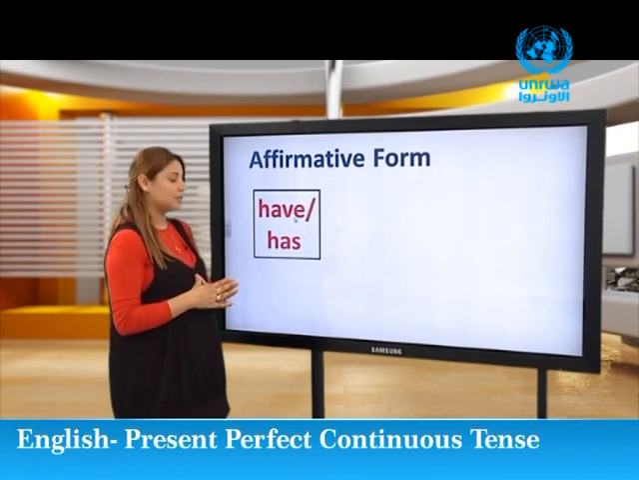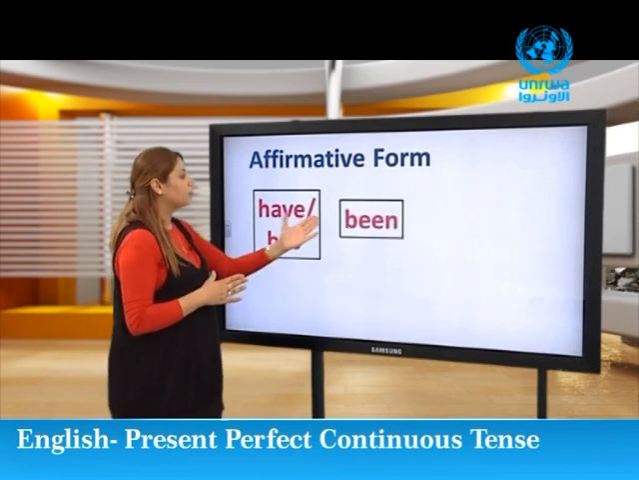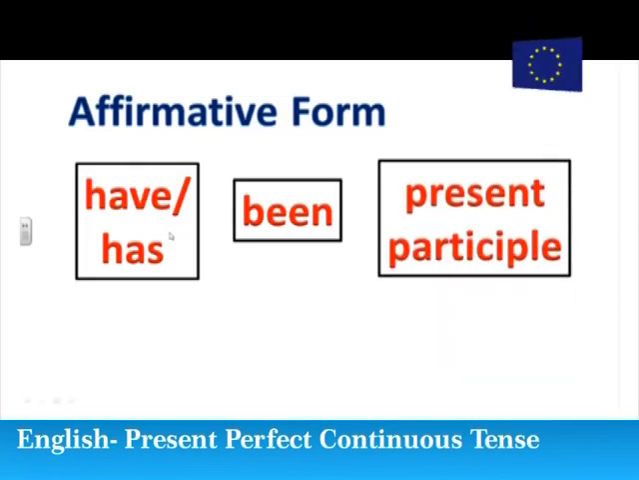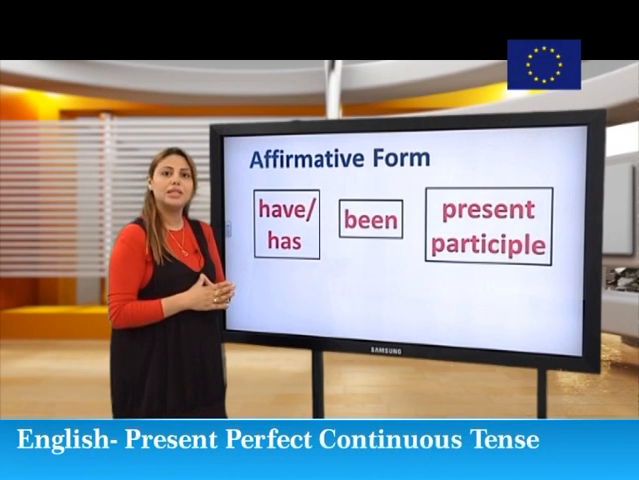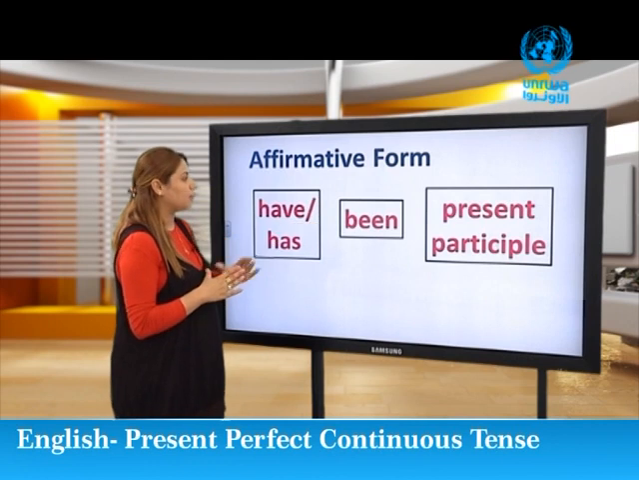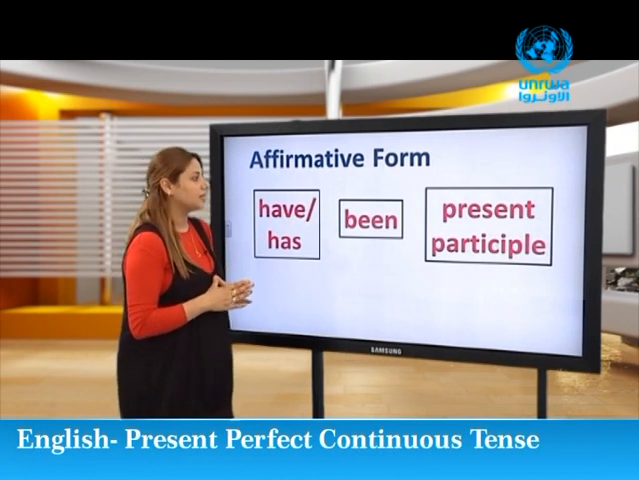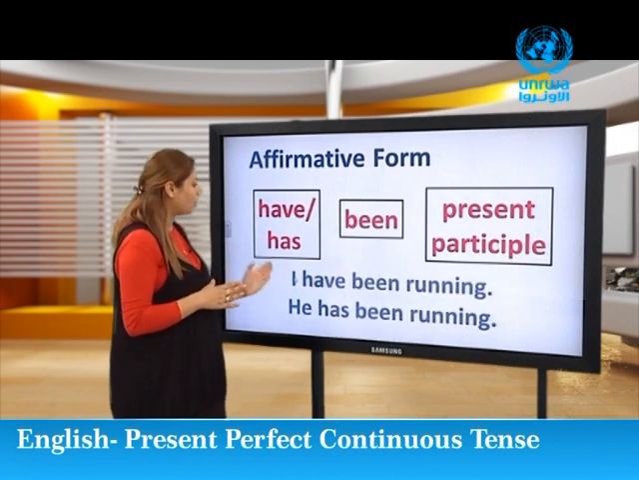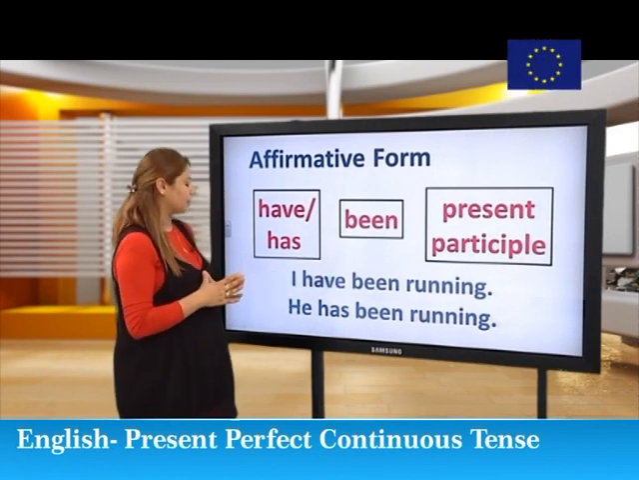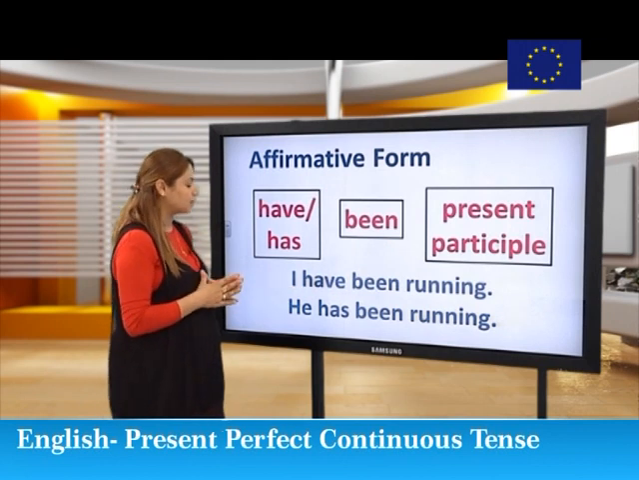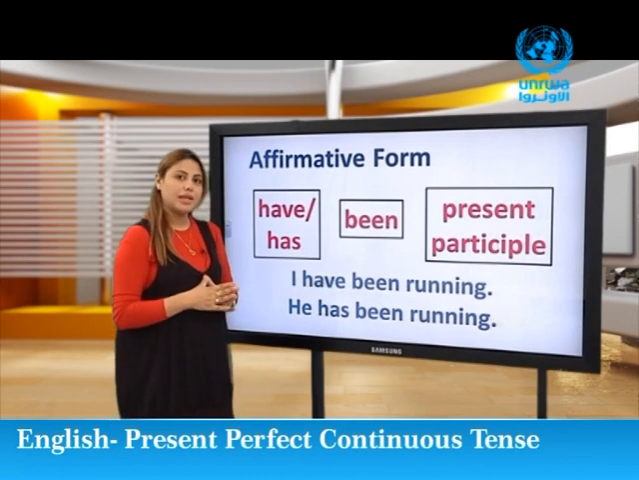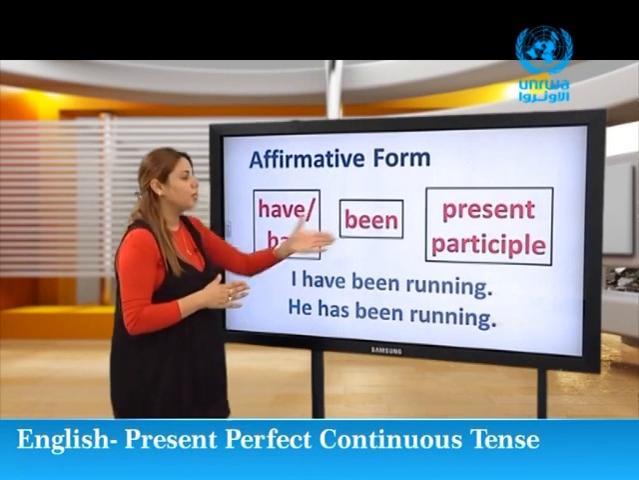Have or has plus been plus present participle أي الفعل مضافا إليه ing. Again, have or has plus been plus present participle. I have been running. He has been running. لاحظوا have or has plus been plus the verb plus ing, or we call it present participle.